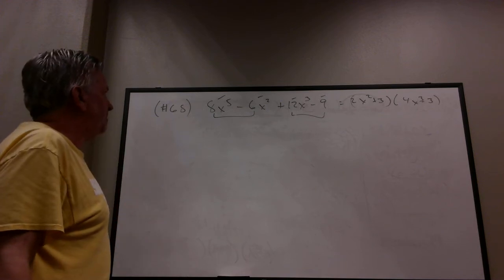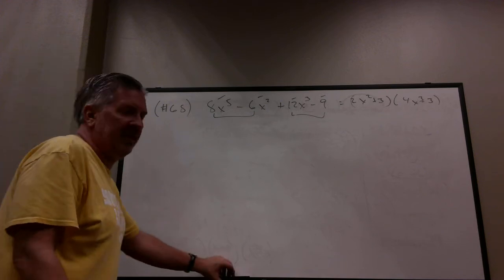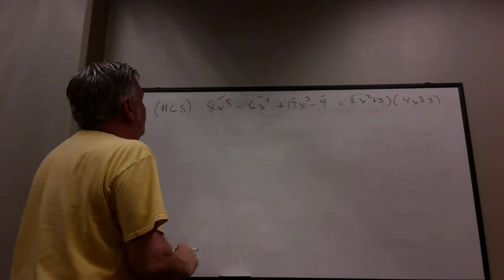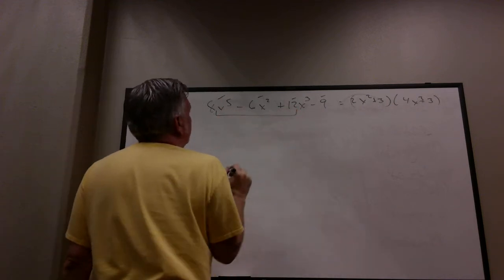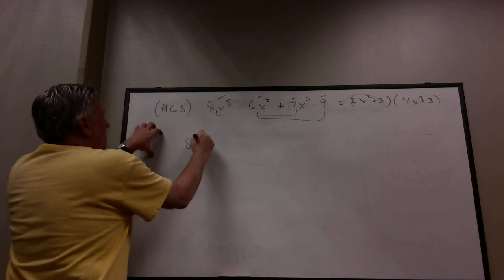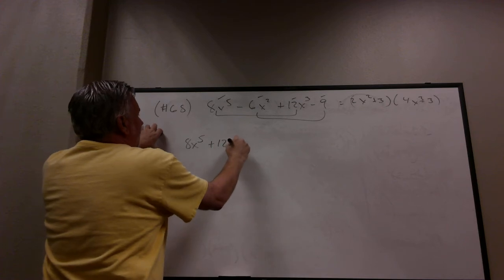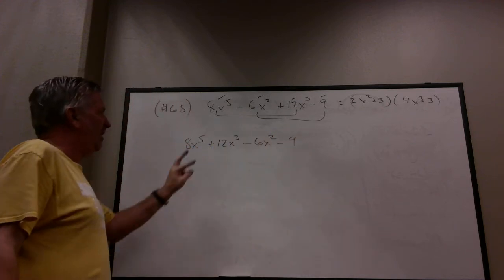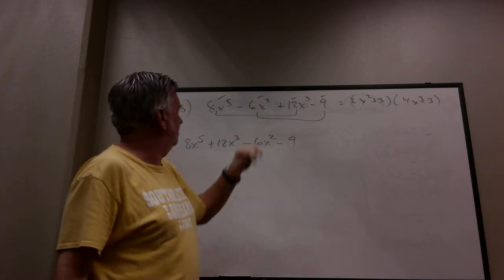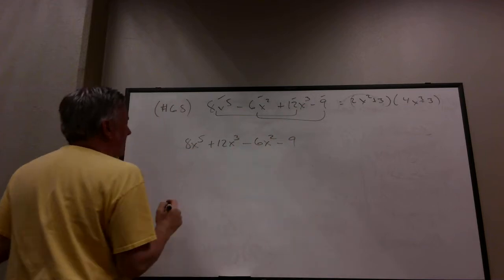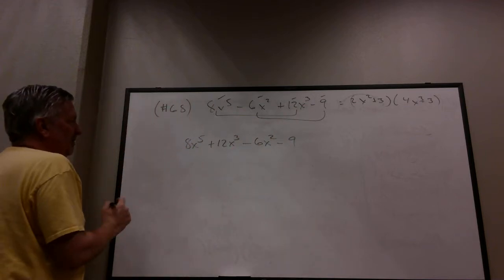Sorry. Okay, I want to do this again, but let's group them a different way. What if I put the first and the third and the second and the fourth? Let me rewrite it that way: 8x to the 5th plus 12x cubed minus 6x squared minus 9. So I just switched those, because I wanted to group these two together and those two together. So we're going to try it a second way and hope we get the same answer.